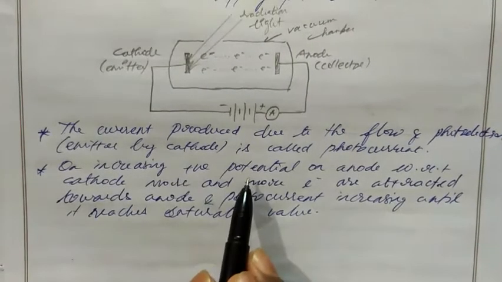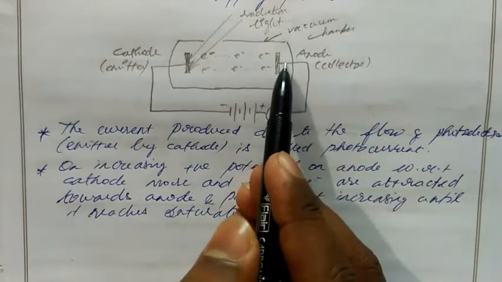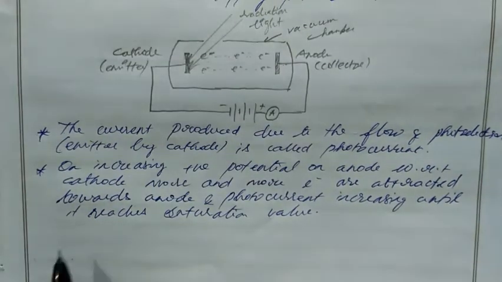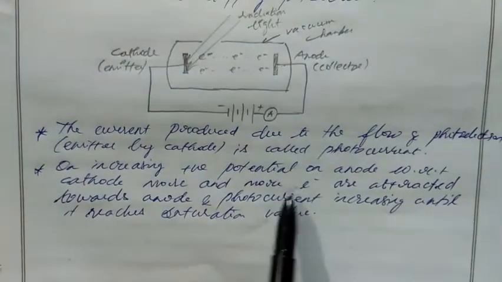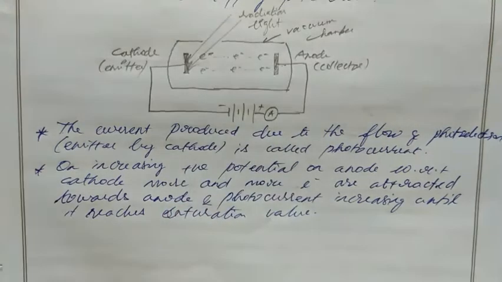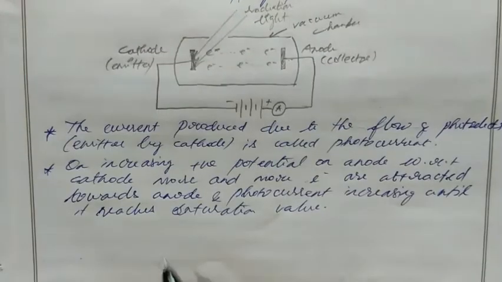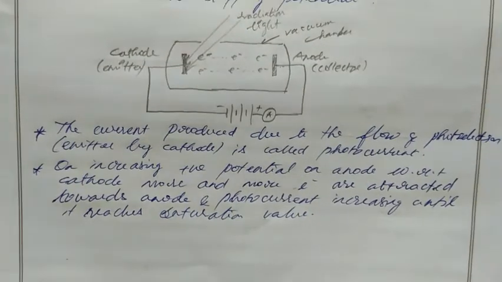On increasing the positive potential on the anode with respect to the cathode, more and more electrons are attracted towards the anode, and the photocurrent increases until it reaches the saturation value, that is, until all electrons are emitted by the cathode.